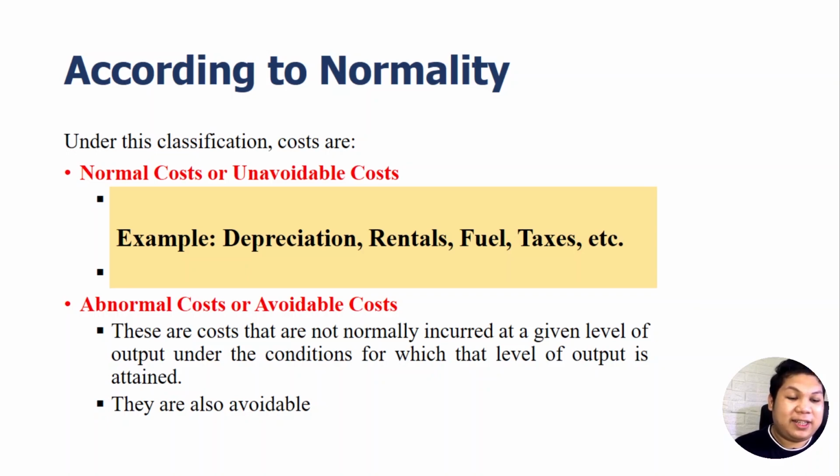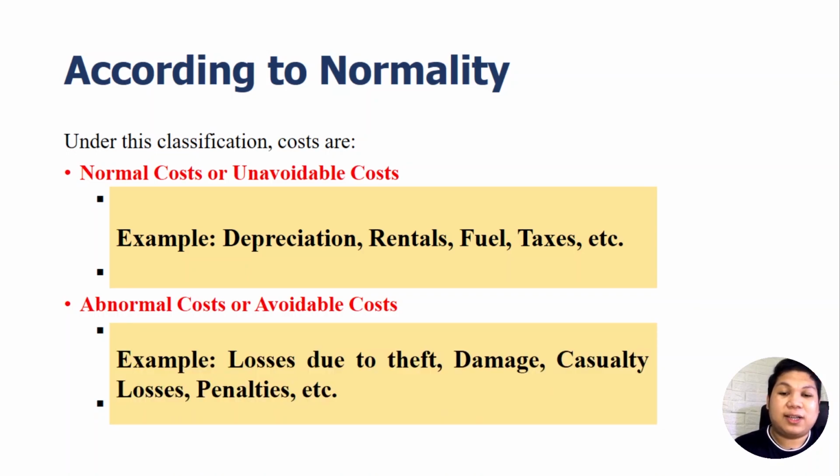On the other hand, examples of abnormal costs are losses due to theft, damage, casualty losses, and penalties. These costs are actually abnormal. They are not normally incurred. Losses could be prevented. Damage could be prevented also. And penalties could be avoided. So these costs are not normal, they are abnormal, and these could be avoided.